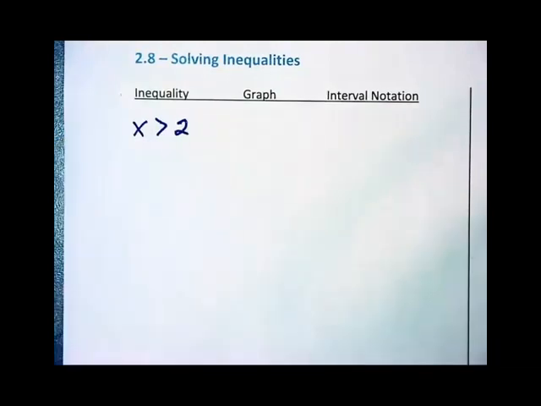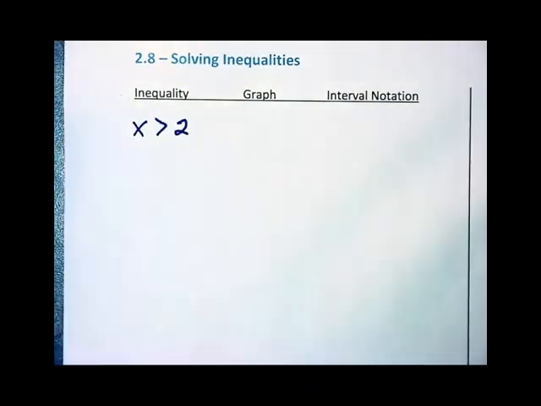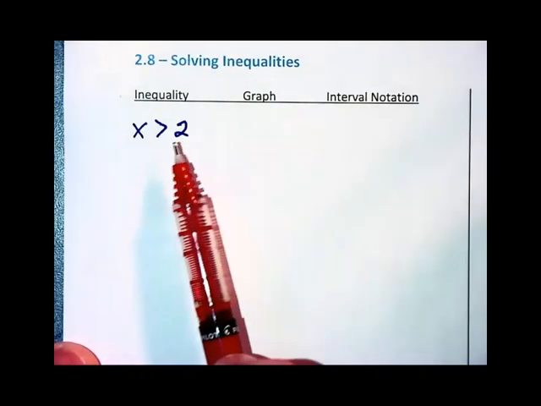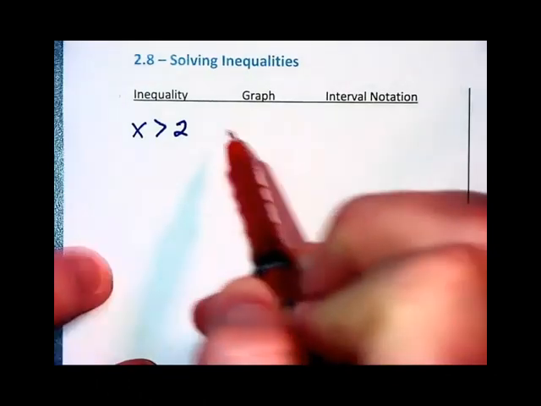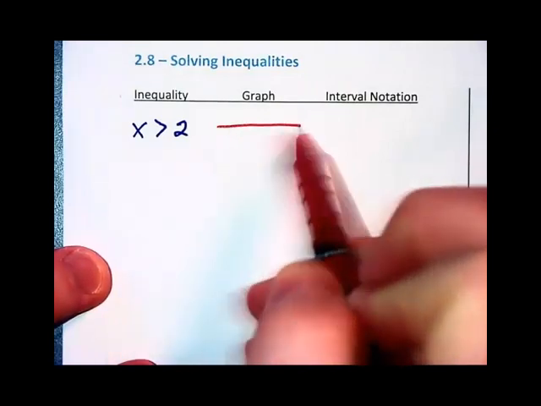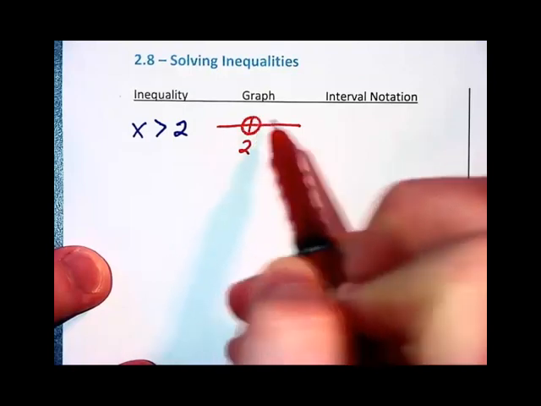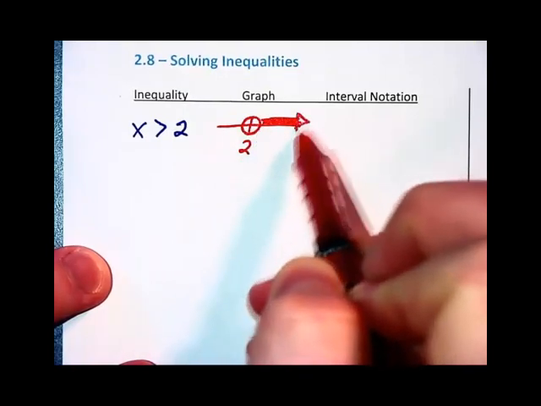Now that refers to all numbers greater than 2, and we're not just referring to 3, 4, 5 and above, we're referring to all the decimals and fractions and irrational numbers also above 2. If we were to graph this on a number line, we would say here is the number 2, which we will not include, as well as all the numbers to the right, which we will include.